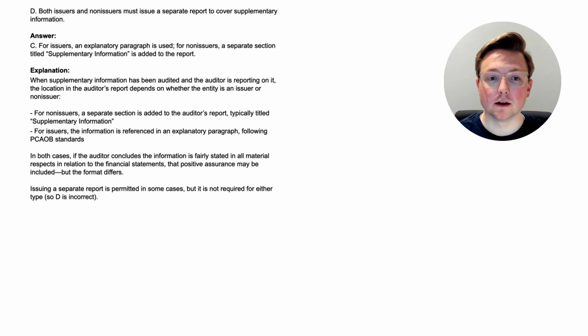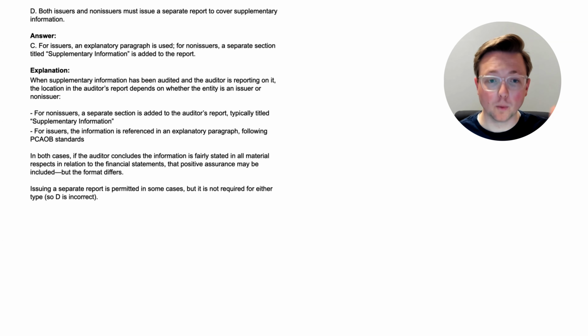The answer is C. For issuers, an explanatory paragraph is used. For non-issuers, a separate section titled Supplementary Information is added to the report. Now, that is the correct answer right now. From what I understand, that may have changed in the real world, but as of right now for the CPA exam, that is the correct answer. Now, in the future, it might change, so I might update that in the future. I think that now it's just a separate section for both issuers and non-issuers. Just want to make sure that's clear. But for the CPA exam as of May 2025, this is how it is right now.